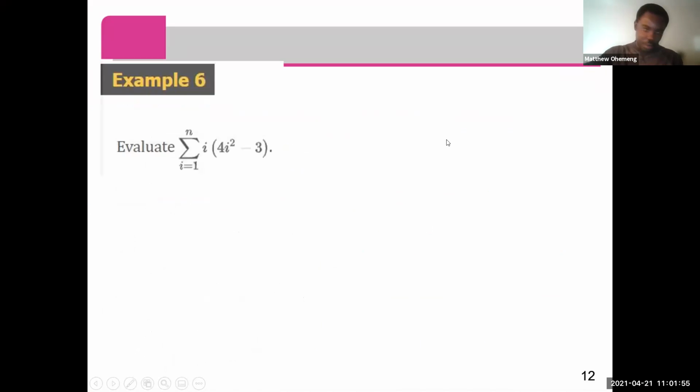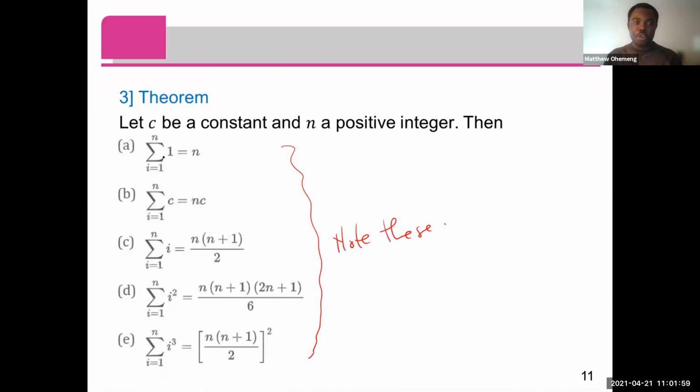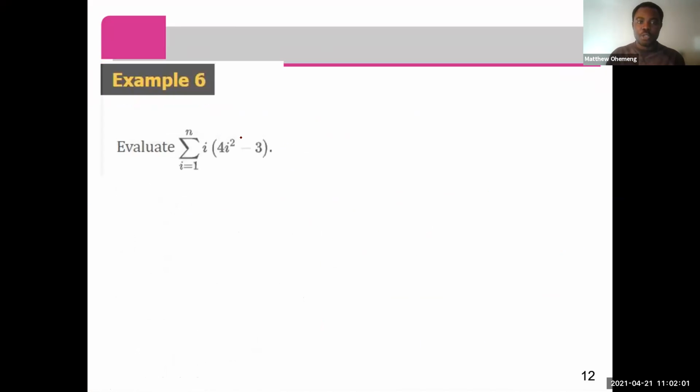Okay, so now let's try an example, right? So we start with example 6. Now, what you're going to do is use these properties to try and evaluate this without a sigma notation, right? So more like find this sum.